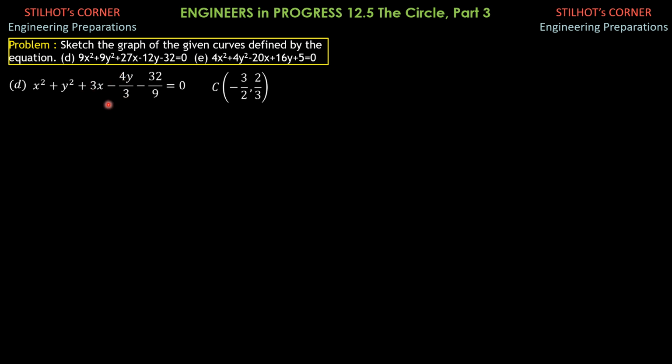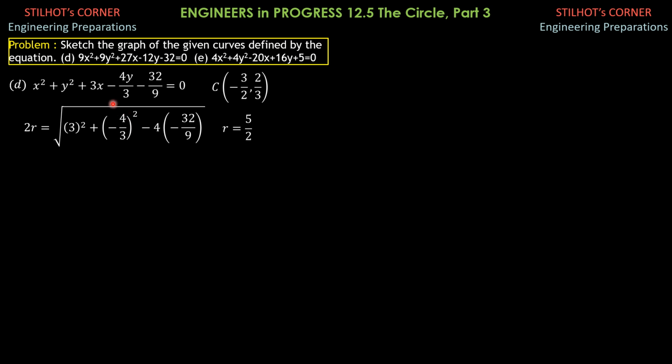And the diameter 2r is square root of coefficient of x squared plus coefficient of y squared minus 4 times the constant. So 2r is square root of 3 squared plus quantity negative 4/3 squared minus 4 times negative 32 over 9. So r is equal to 5/2. So use your calculator.